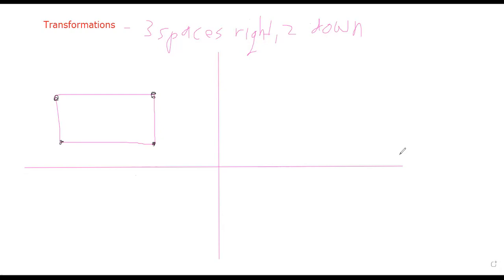So if I start with this one, we just go 3 spaces, count the 3 boxes, and 2 spaces down. So this will be the new one. So I just label it. So there's A, B, C, and D. So anytime you translate something, it will go to the prime. So this will be A prime. Or you can label it whatever you want. So that's A prime. So let's go to D. So 3 spaces and 2 spaces down. So this will be D prime.